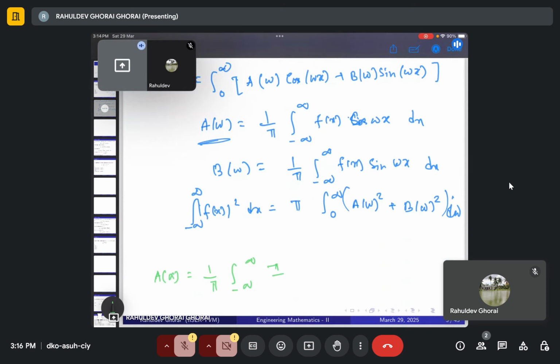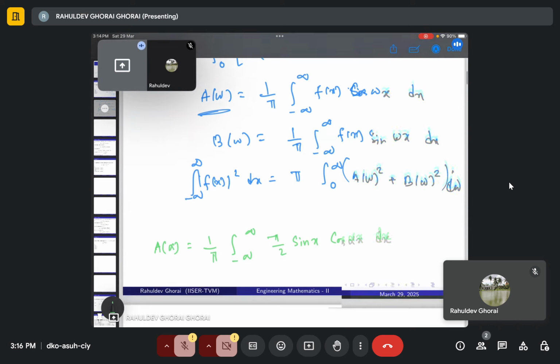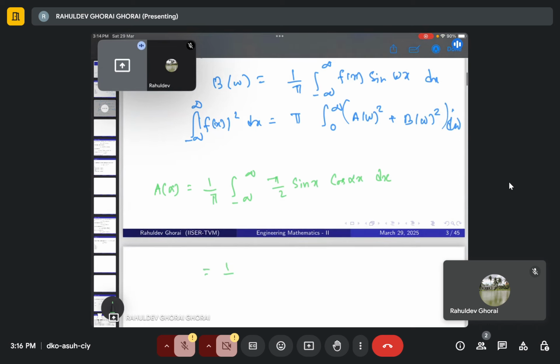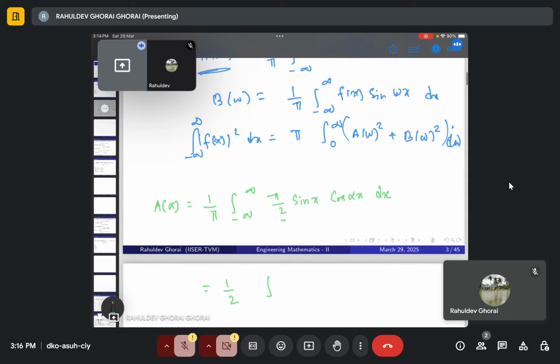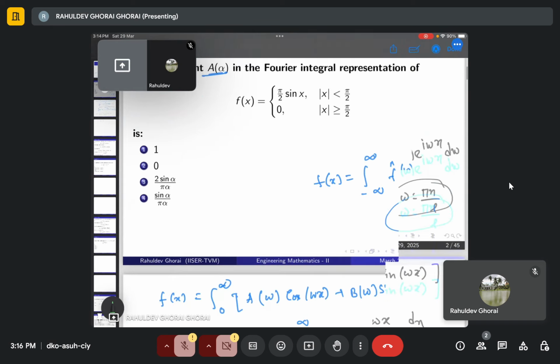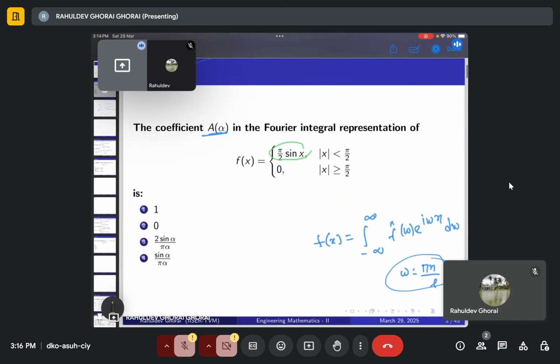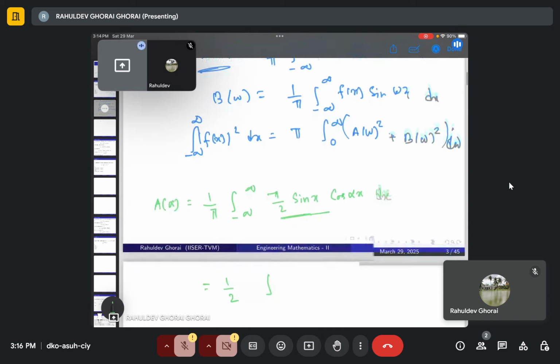Pi over 2 sine x. And as it is alpha, it will be cos of alpha x dx, right? What is that thing? 1 over 2, pi by 2 will get cancelled, but you see pi by 2 sine x, pi by 2 times sine x only in minus pi by 2 to pi by 2. Outside that it will be 0.